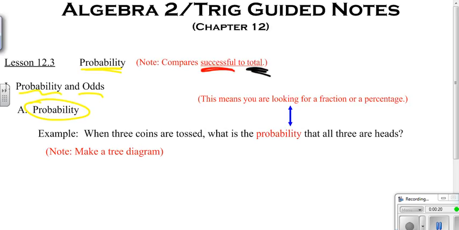So if I toss a coin in the air and I want heads, well, there's only one way to get heads. That's if you toss it and it lands on heads. How many possibilities are there? Well, there's heads or tails. So there's 2 total possibilities for it.